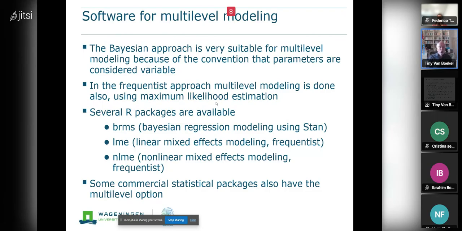Now there are several R packages with which you can do that. The one I use a lot is called BRMS, which stands for Bayesian Regression Modeling Using Stan. There's another one. This is the frequentist version. It's called Linear Mixed Effects Modeling. And here you have the term mixed effects. And you also have an equivalent for the nonlinear models, which is called nonlinear mixed effects modeling. And there are also some commercial packages like MATLAB that have this option to do it.